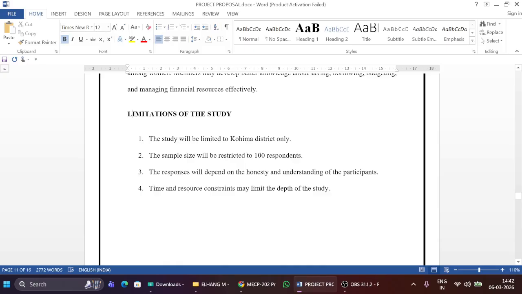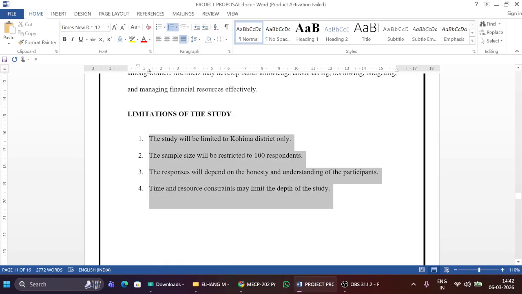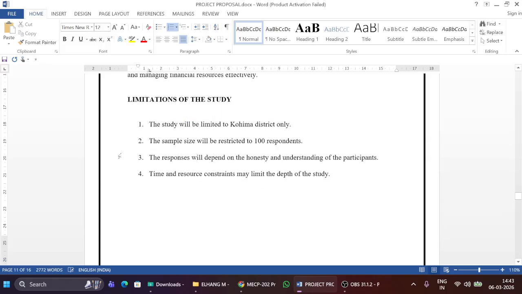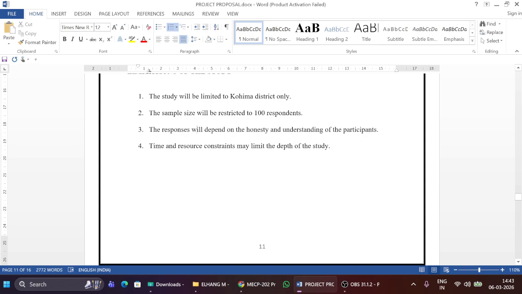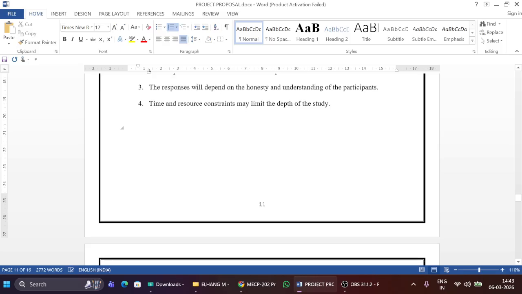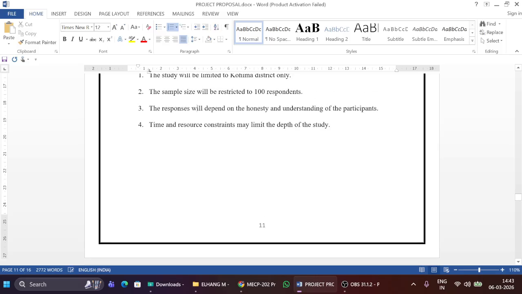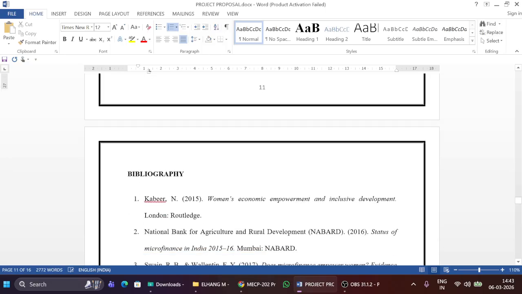Now, limitations of the study. You have to write the limitations. What are the challenges you might face while doing your research work? That has to be written here. Like, the study will be limited to Kohima. Okay, the sample size will be restricted to 100 respondents only. The responses will depend on the honesty and understanding of the participants. You have to write like this. Okay.